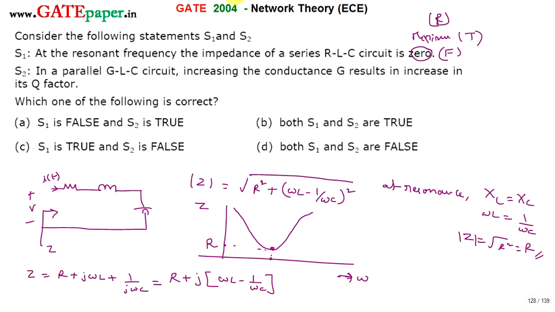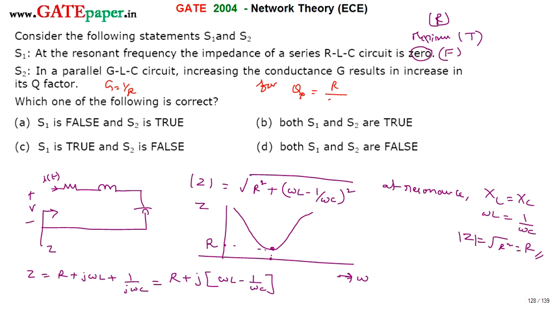Next, the second statement. In a parallel RLC circuit, even though it is given as a GLC circuit, G is equal to 1/R. So we can write it as an RLC circuit or a GLC circuit, and you can refer to the same thing. G means 1/R, the reciprocal of resistance. The statement says: in a GLC circuit, increasing conductance G results in increasing its Q factor. For a parallel RLC circuit, QP means the quality factor for a parallel RLC circuit.